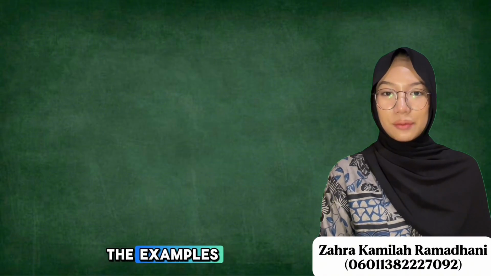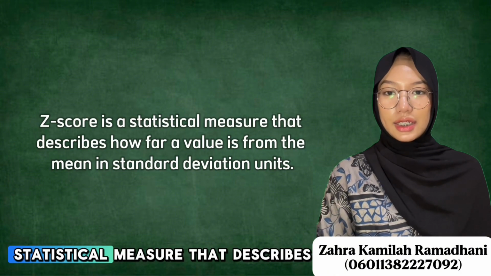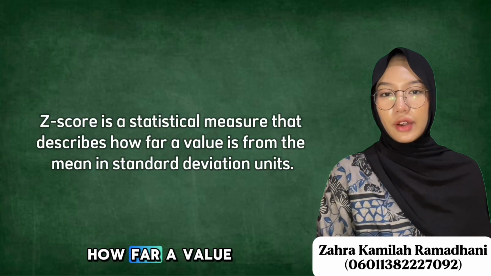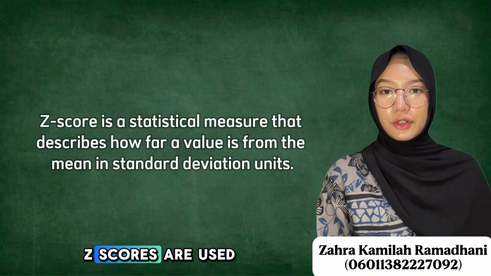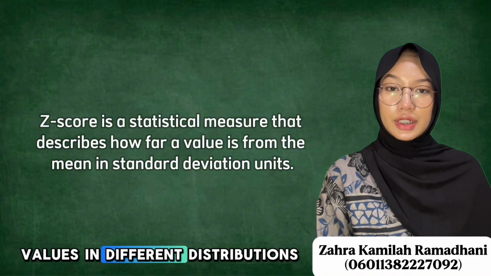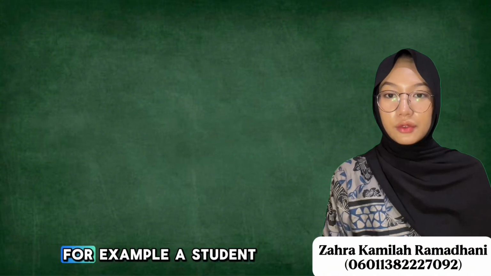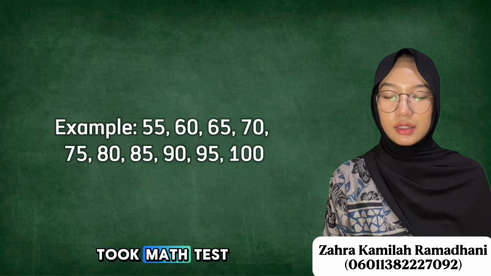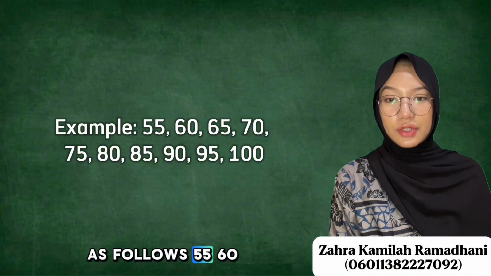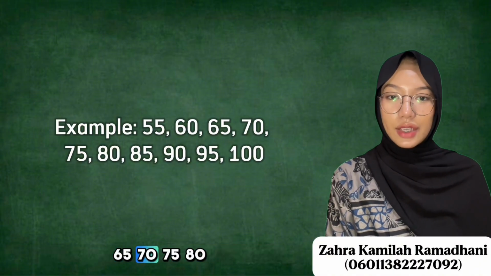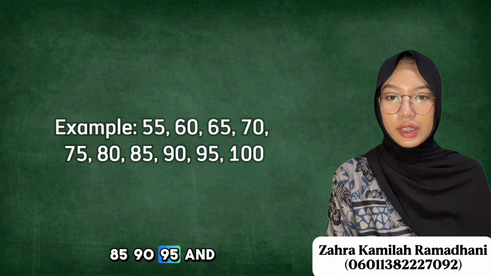Alright, that's all for the examples. Now we will move to z-scores. A z-score is a statistical measure that describes how far a value is from the mean in standard deviation units. Z-scores are used to compare values in different distributions or understand the position of a value relative to a distribution. For example, a student took a math test and the scores of all students are distributed as follows: 55, 60, 65, 70, 75, 80, 85, 90, 95, and 100.